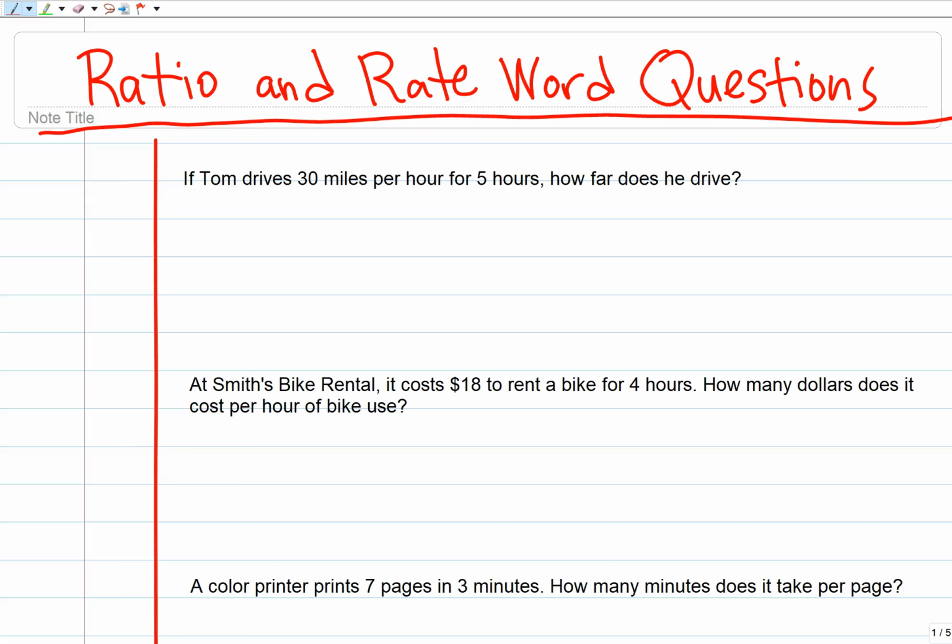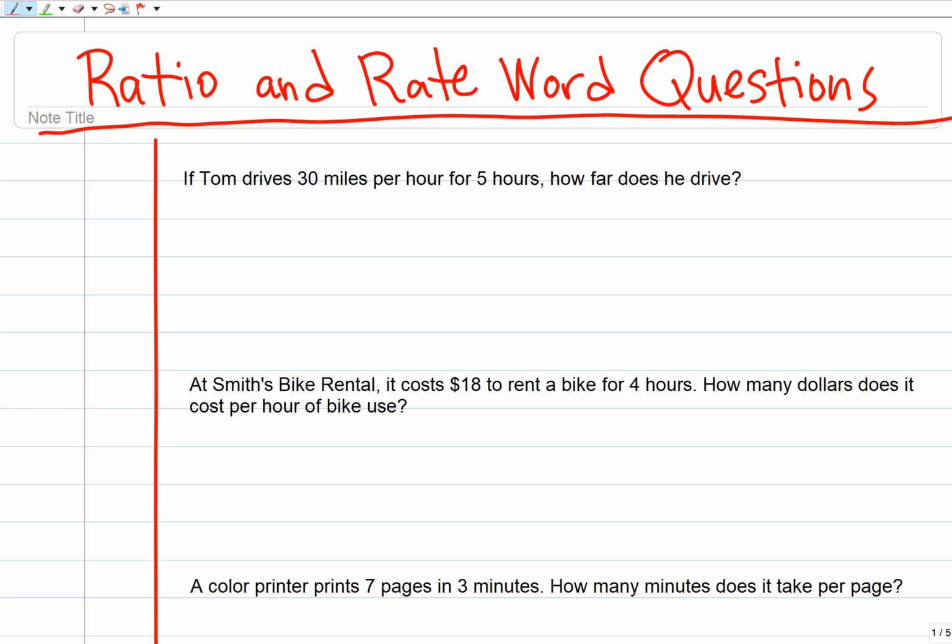So we're going to go ahead and deal with some word questions. They deal with ratio and rates, and I think we're going to get into percentages as well. But let's go ahead and start with something you already know. A lot of people have no idea that there's a formula that relates distance, rate, and time. It's known as the DIRT equation, is what I've heard it referred to.